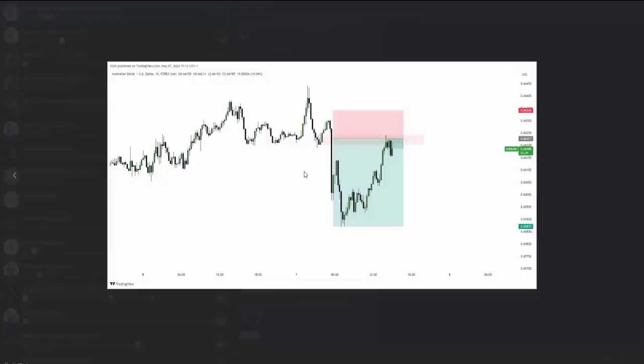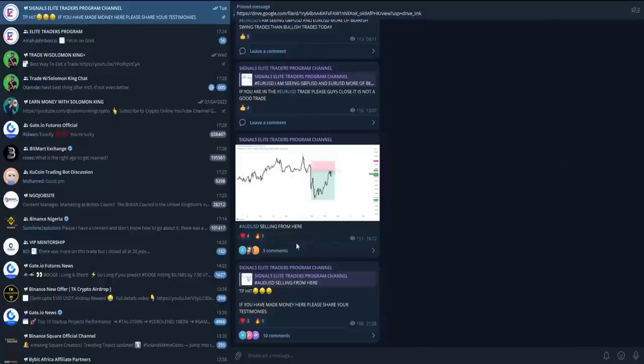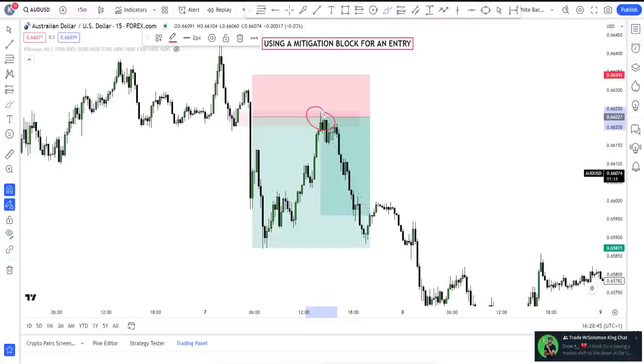You see, that was the particular trade. I posted it before taking the trade. I said selling from here and then TP hit. If you have made money here, please share your testimony. Since that day, about 2 days ago, I did not trade again. That was the reason why I have not even uploaded a video.